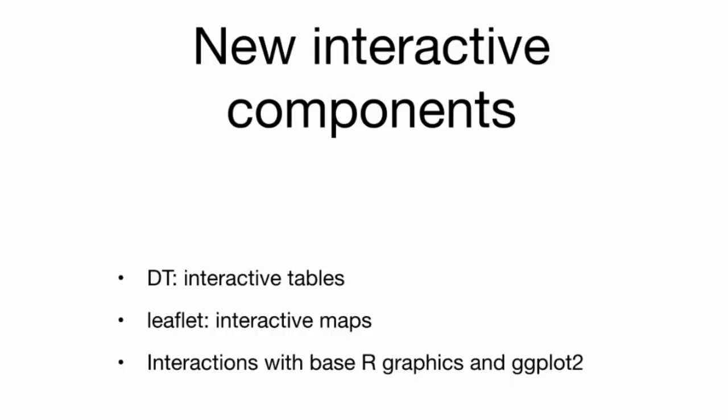And we're also working on some new interactive components. These are some R packages. There's one we're working on called DT, which provides interactive tables that you can sort and filter interactively. They both display data from the server, and they can also accept input from the client. There's Leaflet, which is used for making interactive maps, and we're going to see a bit of that later. And we're also adding features to allow interactions with base R graphics and ggplot too, and we'll see that as well.